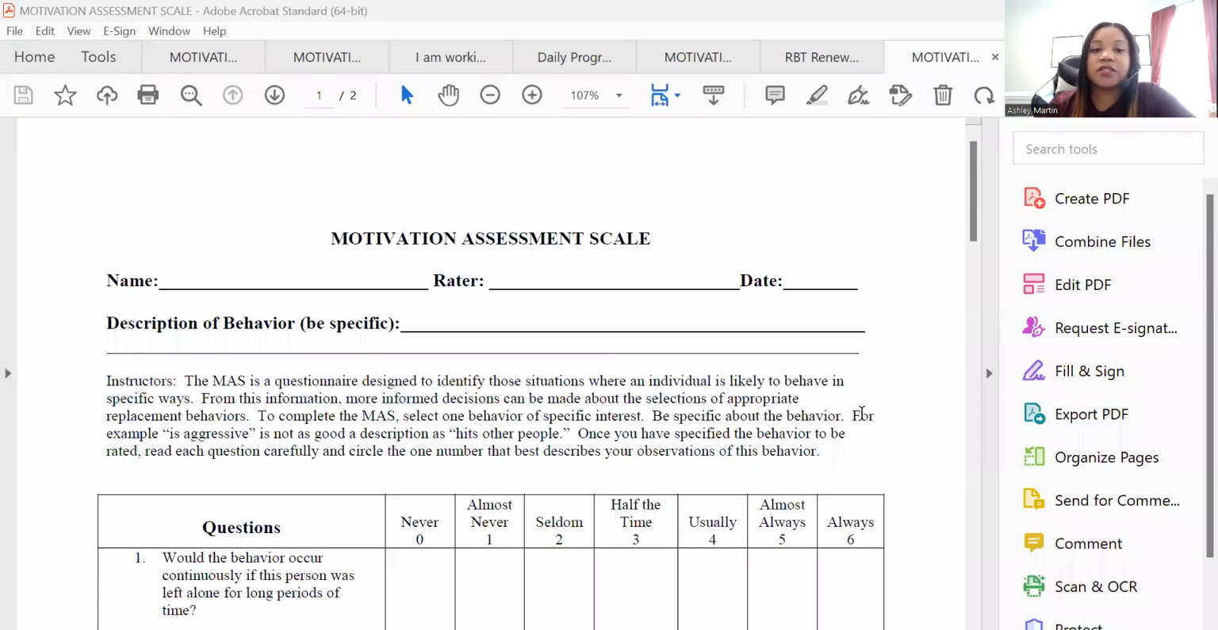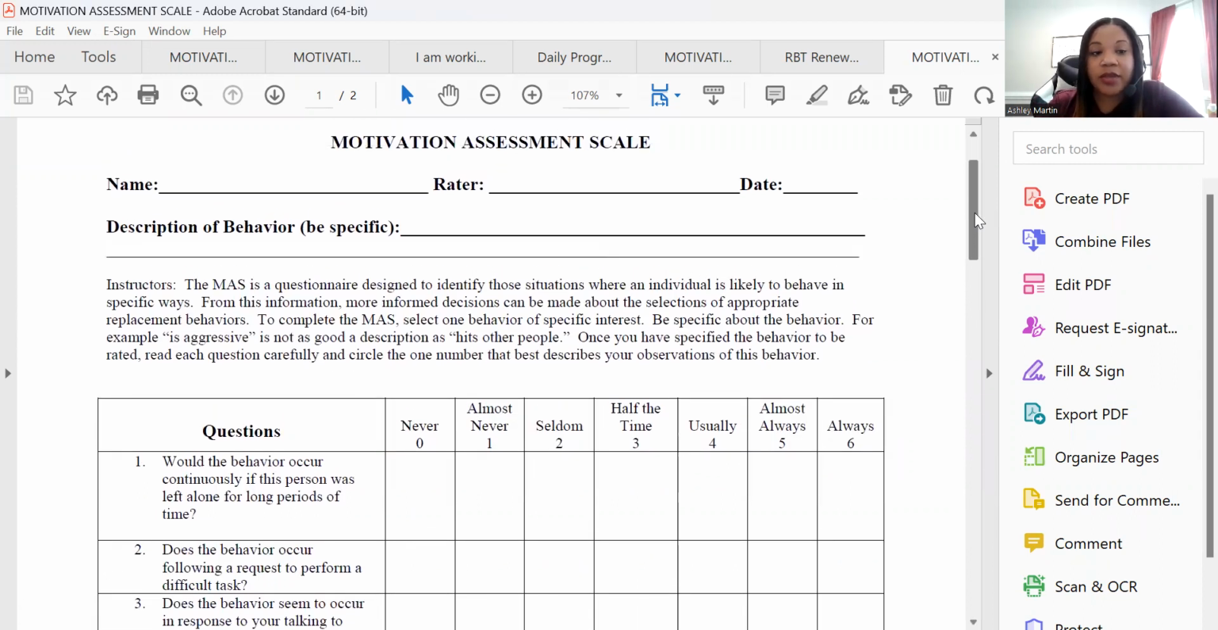All right, so this is what we call a motivation assessment scale. This scale can be completed by staff or can be given to parents to complete. Very simple. So basically, we're just going to go through this whole scale here.